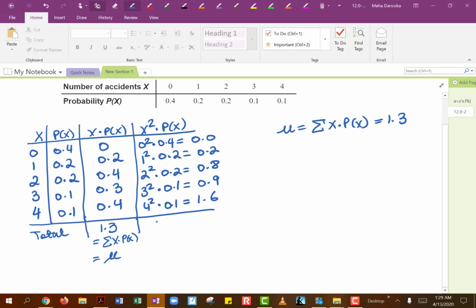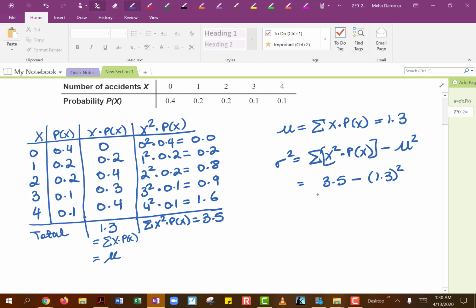So we can go ahead and add up this column for x squared times p of x, and let's see what that total comes out to be. Okay, this total comes out to be 3.5. Now we can calculate our variance, which is the sum of this column, and from that we subtract mu squared. So that's 3.5 minus 1.3 squared.